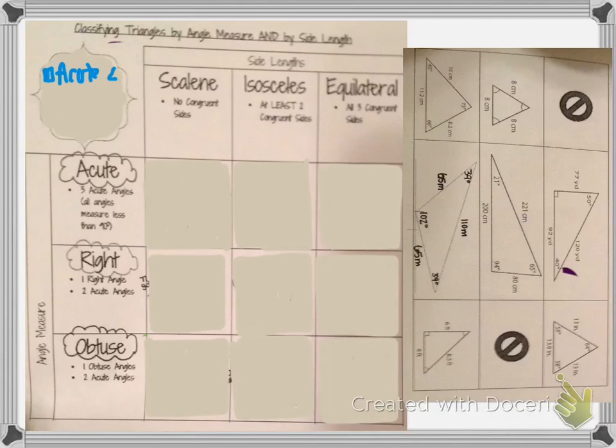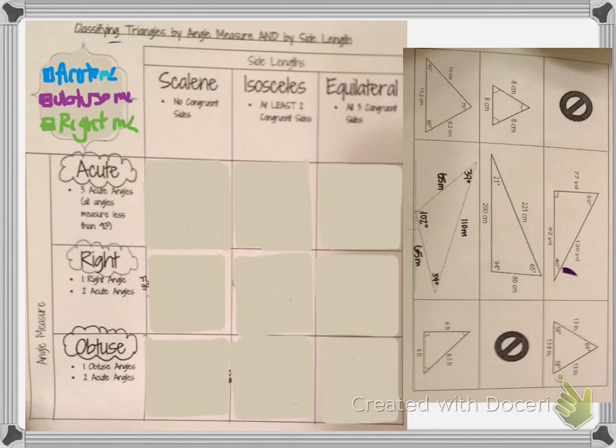Okay, we are going to use purple. Purple is going to be our obtuse angle. And then we are going to use green, and green is going to be our right. I've been saying angles, right triangles, but they're going to be classified as angles also.